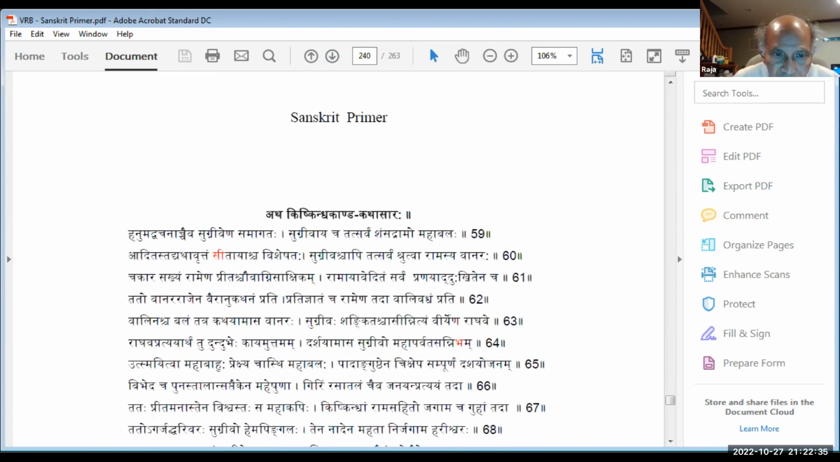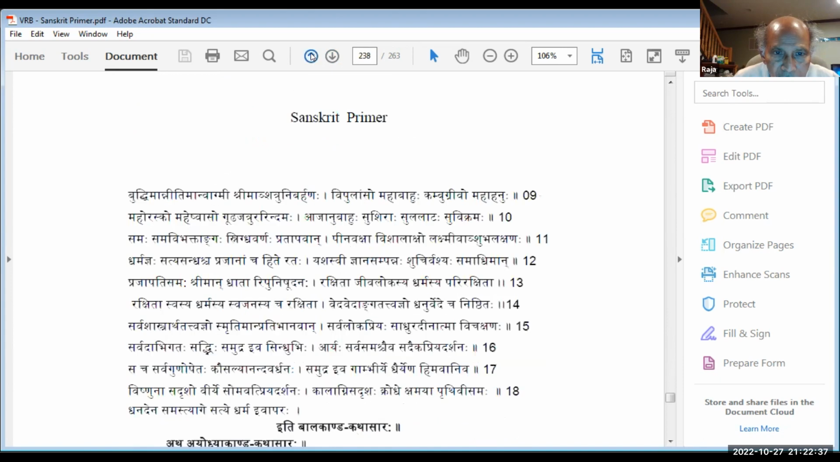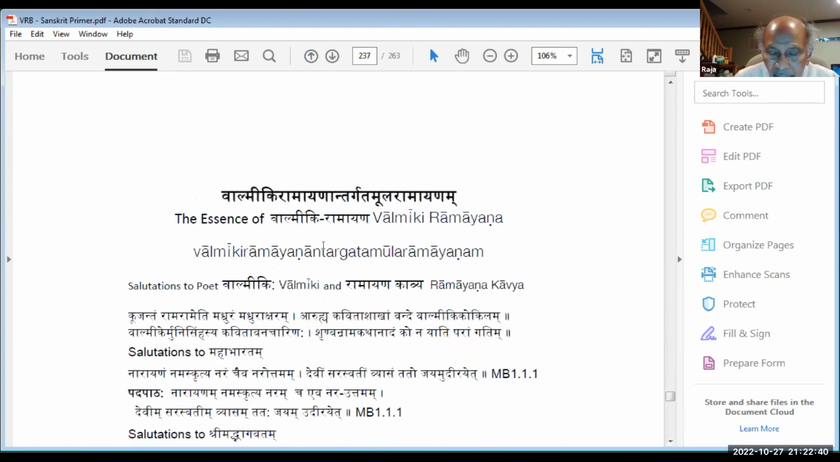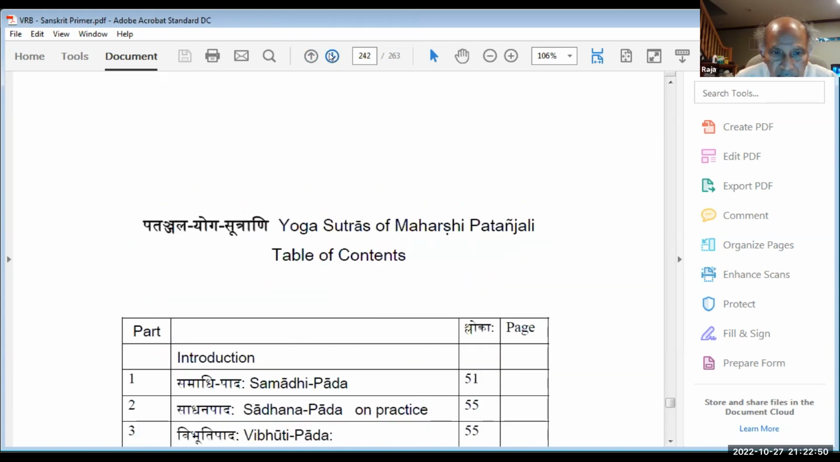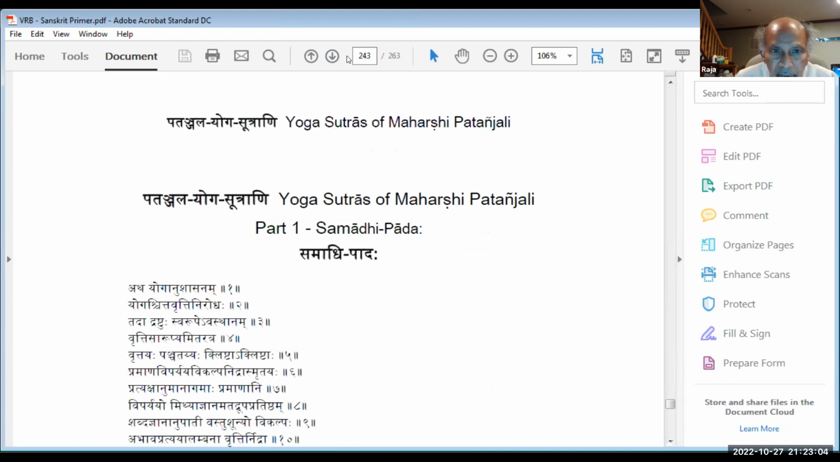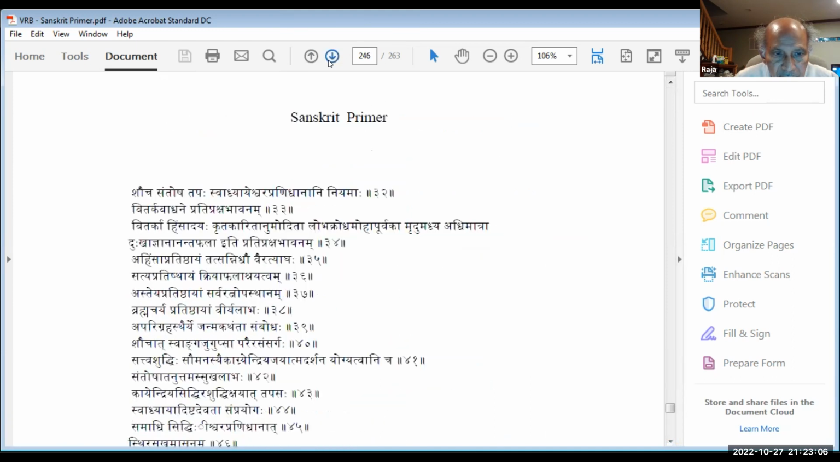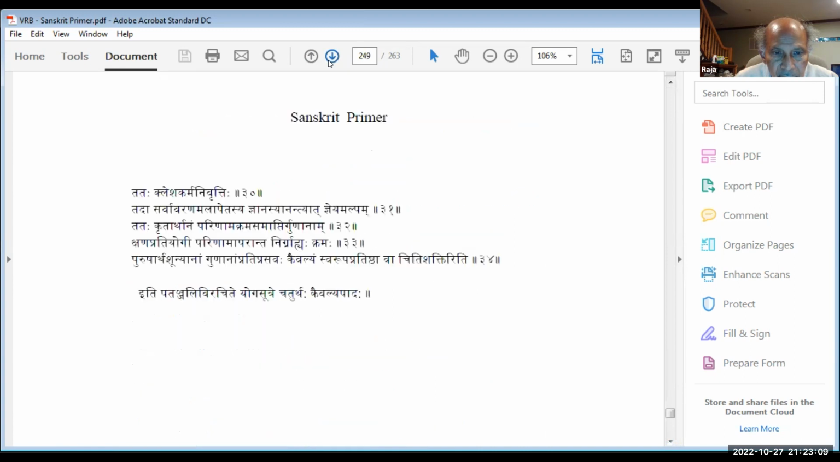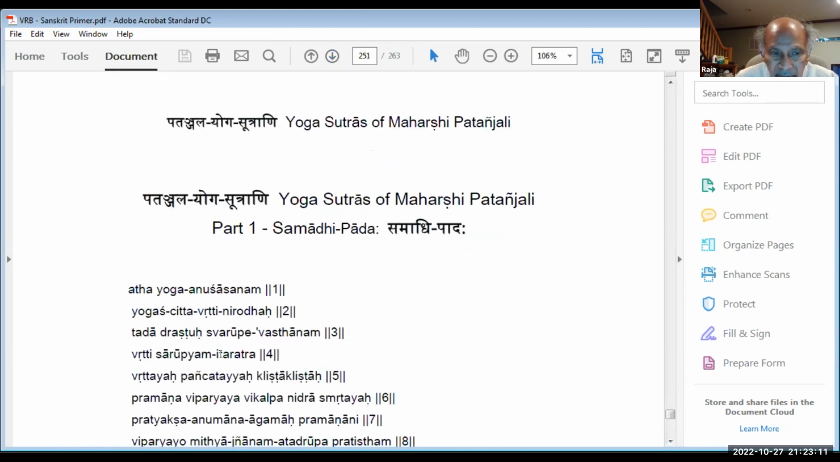Okay, then I also gave the entire Valmiki Ramayana. First, that's the first chapter, the Balakanda, Pradhama Sarga, first chapter. Then I gave the entire Yoga Sutras, all the 4 padas of Patanjali, both in Sanskritam as well as transliteration. Same thing in transliteration as well.